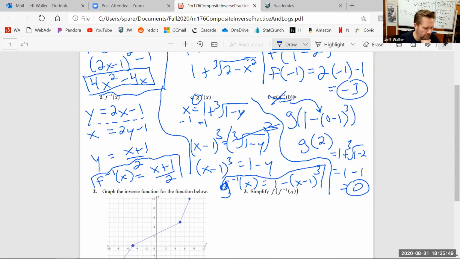Let me stop for a minute. So we already knew what the answer was going to be. We should have known, because we know what inverse functions do to each other. It's just nice to see it happen. All right. Everybody okay with those?